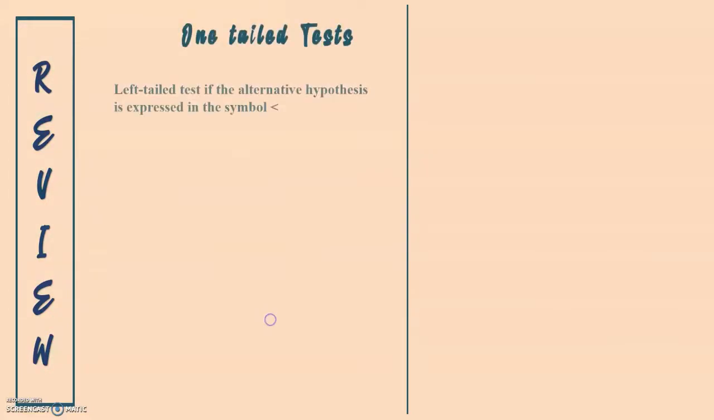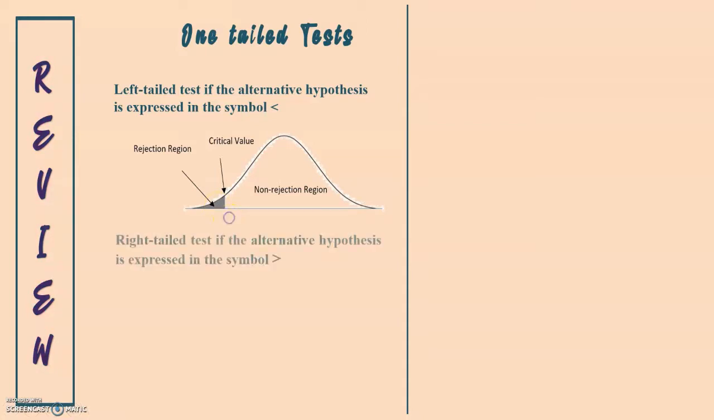Now, one-tailed tests can be specified into left-tailed or right-tailed. For a left-tailed test, a test is left-tailed if the alternative hypothesis is expressed in the symbol less than. So illustrating the curve of a left-tailed test, we have this one, in which the tail or the rejection region is located on the left tail of the curve.